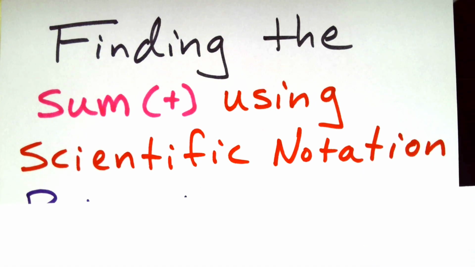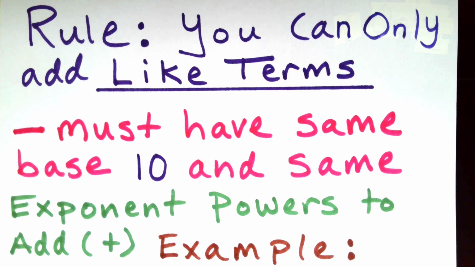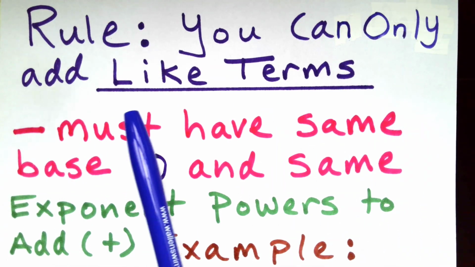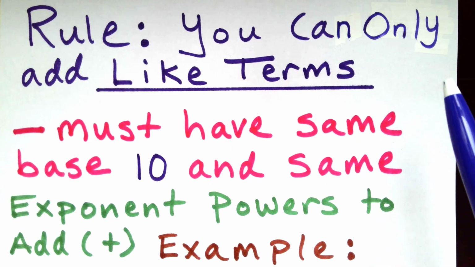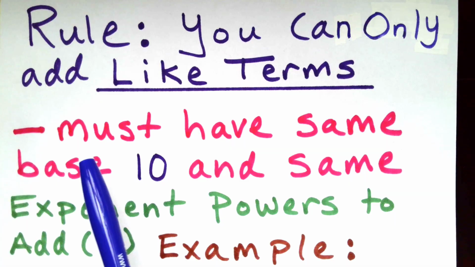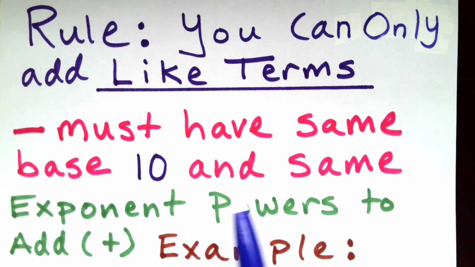So, finding the sum using scientific notation. There's a rule you must follow. When adding and subtracting with scientific notation, you can only add like terms. If you're not familiar with what like terms are, please watch my video. I've made videos on like terms versus unlike terms. So what does that mean? With scientific notation, you must have the same base, and that's a base 10, and the same exponential power in order to add or subtract.